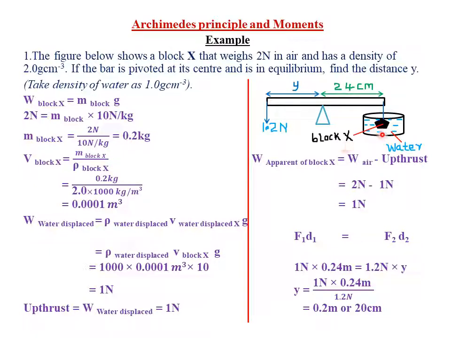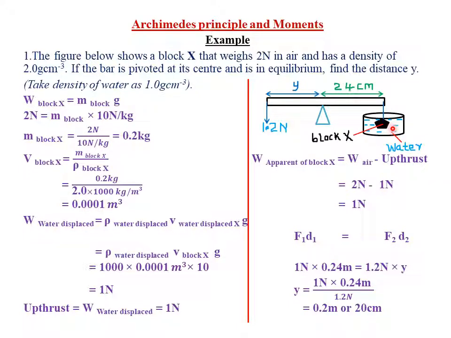So for us to find the apparent weight of the block, we need to have the weight of the block in air. Then we subtract the upthrust of that particular block in water. The weight of the block in air we are given as 2 Newton. Therefore, we need to compute the upthrust of that block when it is placed in water. Then from Archimedes' principle, we know that upthrust must be equal to the weight of the fluid displaced. Of course, the fluid being displaced in this case is water.